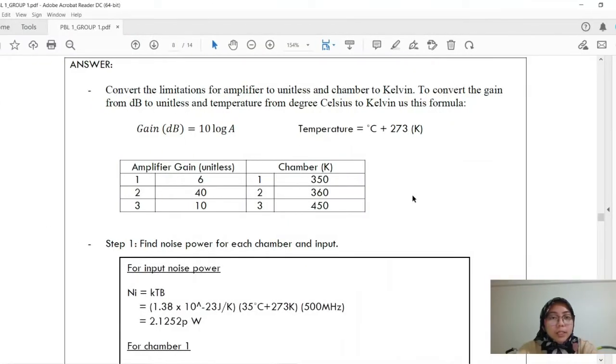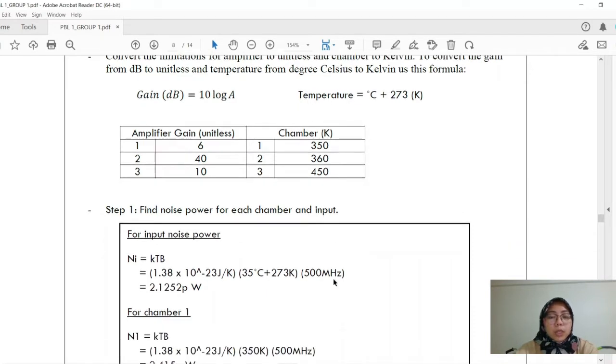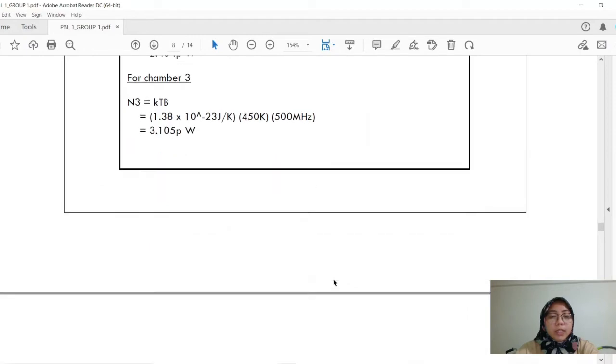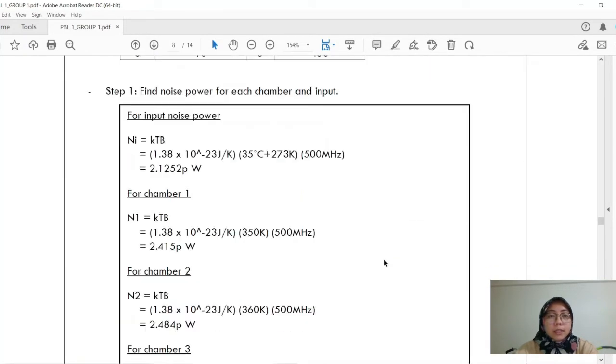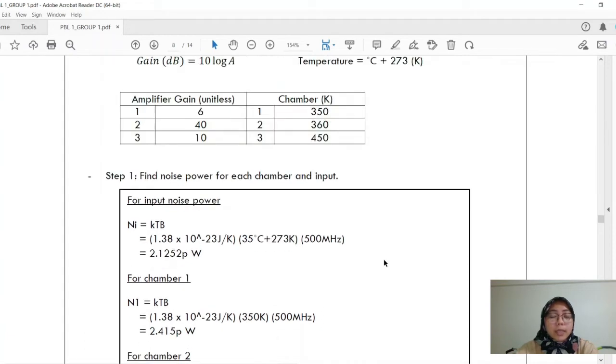Thank you. Hi, I'm ADILAH MAIZAN binti ZULKHAIRI. I'm going to show the steps to calculate the noise power for each chamber and the input. Before we proceed with finding the highest value of SNR, we need to find the noise power for each chamber and the input.